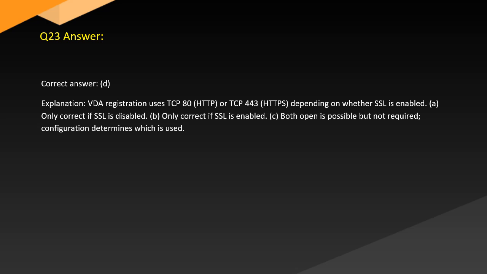Answer. Correct answer D. Explanation. VDA registration uses HTTP 80 or HTTPS 443 depending on whether SSL is enabled. A. Only correct if SSL is disabled. B. Only correct if SSL is enabled. C. Both open is possible but not required. The configuration determines which is used.